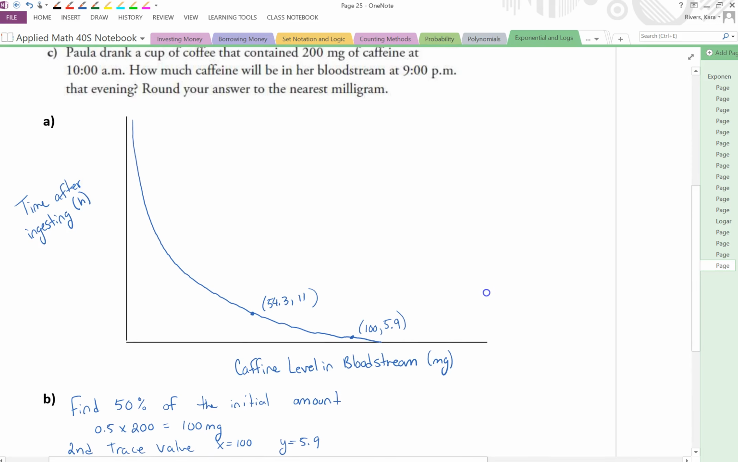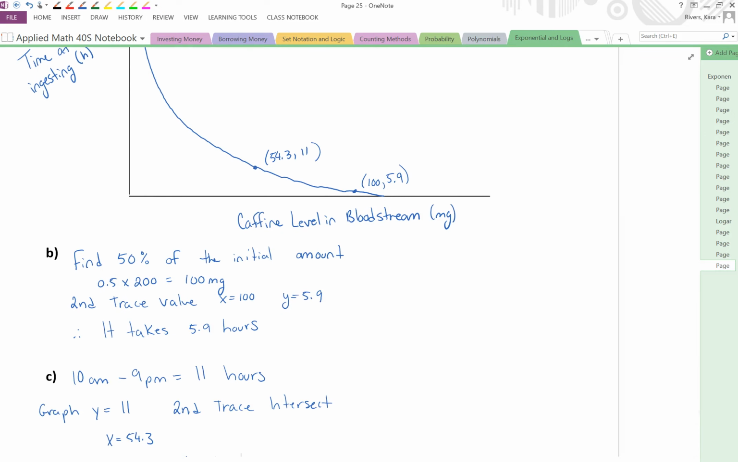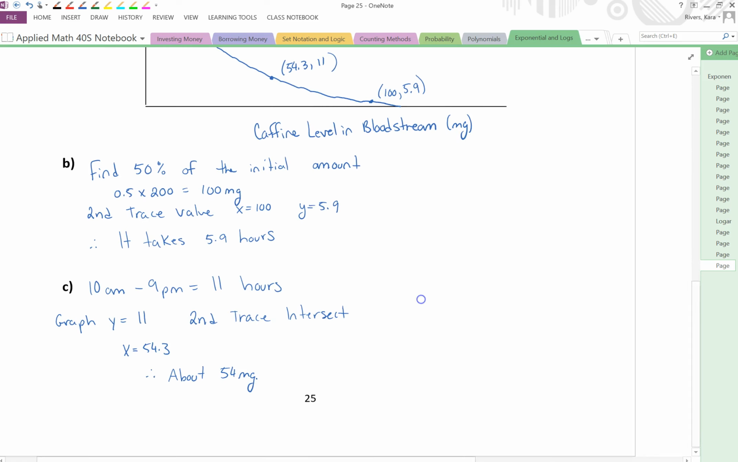And you'll see your graph. Make sure when you're doing your graph, you label at least 1 or 2 points along the graph. The points I chose to put on there were the ones that I answered in B and C, and you're using your second trace functions. So go ahead and do that independently and come back and check with my answers.